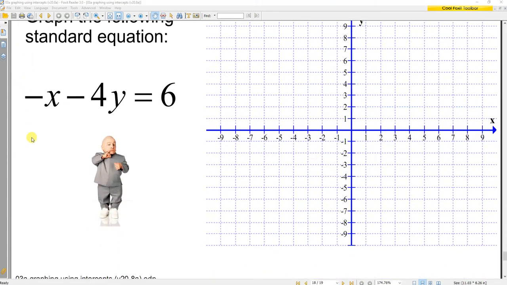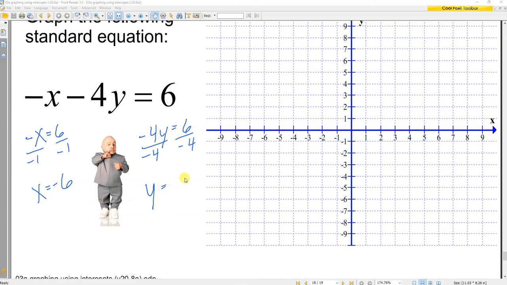I break it into two mini equations. Negative x equals 6, dividing both sides by negative 1. So x equals negative 6. Negative 4y equals 6, dividing both sides by negative 4. Y equals negative 1.5. Negative 6 for the x. Negative 1.5 for the y. I connect the dots, and I get a line.